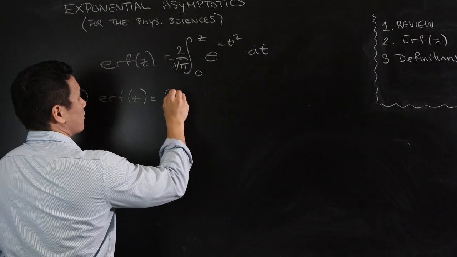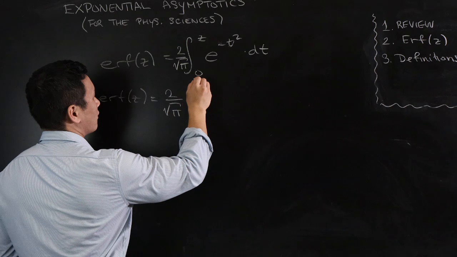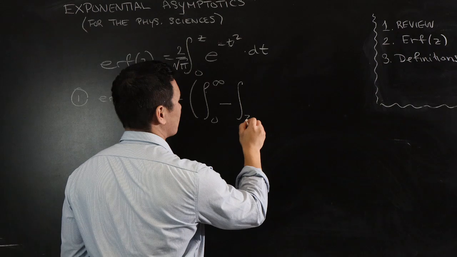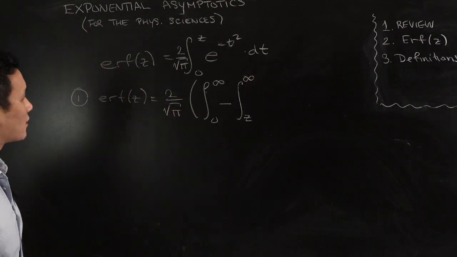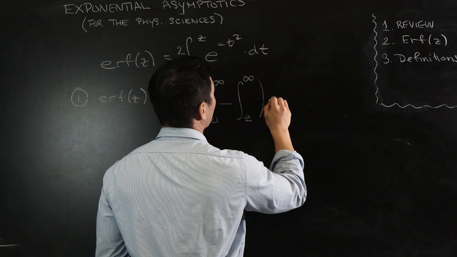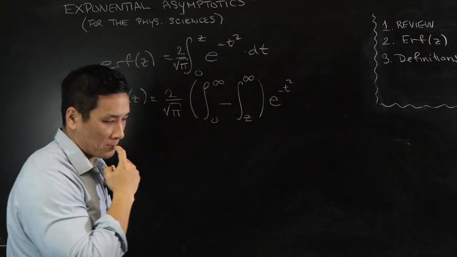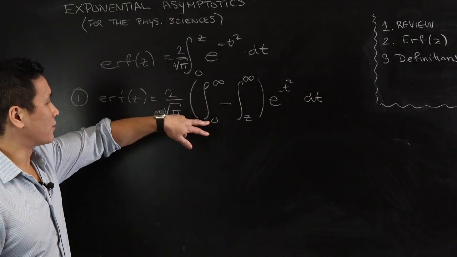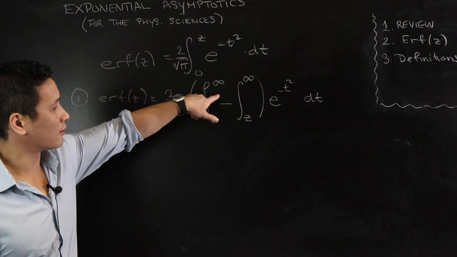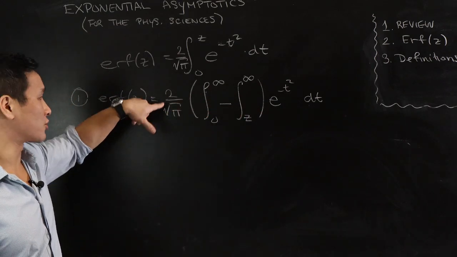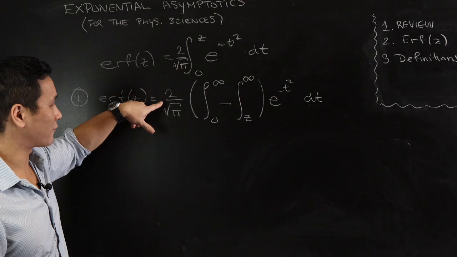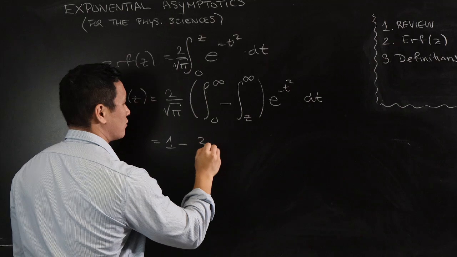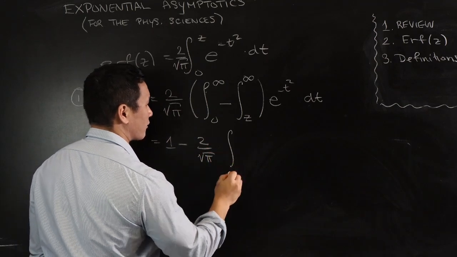And so I'm going to go all the way to infinity, and then I'm just going to subtract the piece from z to infinity, with e to the minus t squared dt. As I said, the integral from 0 to infinity of the Gaussian is root pi over 2, so the leading term will just cancel these factors on the left, and you'll get 1 minus that value. So this will be 1 minus 2 over root pi times an integral from z to infinity.